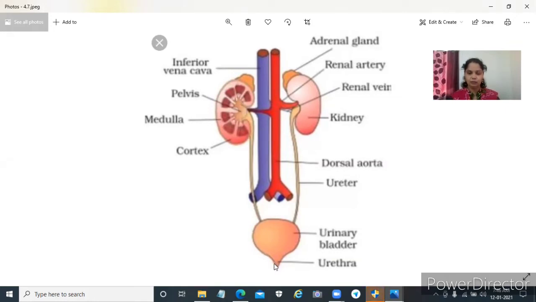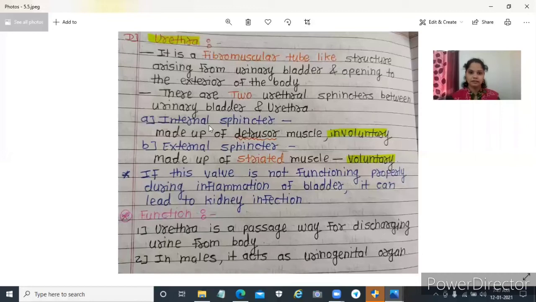So the urethra opens to the exterior, that is, outside the body. In the urethra there are two main kinds of sphincter: the internal sphincter and the external sphincter. The internal sphincter is made up of the detrusor muscle, and these muscles are involuntary in function. Involuntary means not under the control of our willpower.